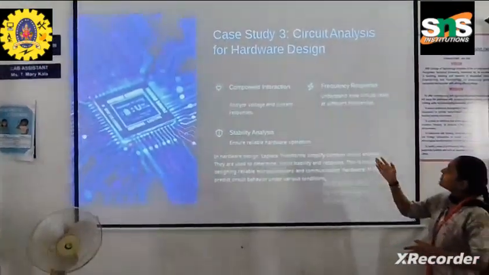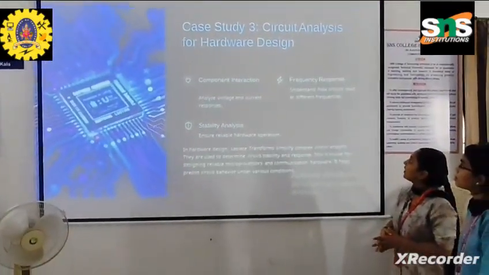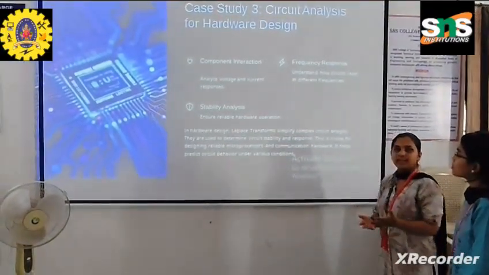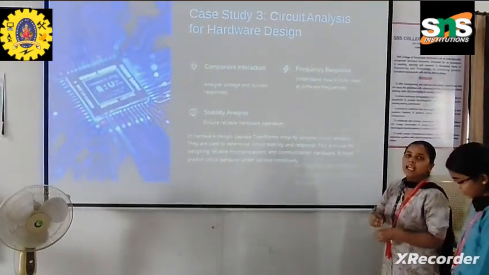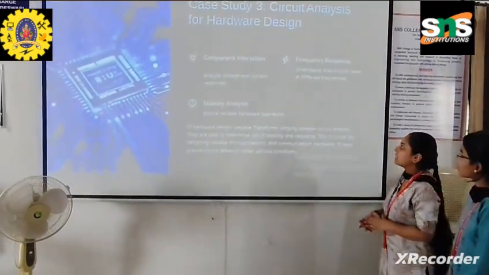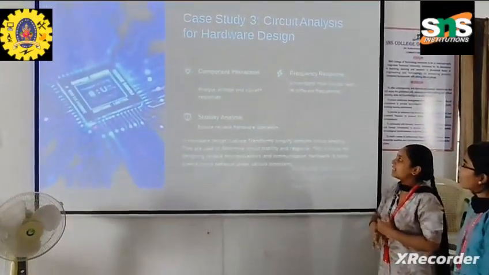In case study 3, we are going to see circuit analysis for hardware design. There are some hardware designs, and we need circuit analysis. Laplace transforms help to analyze this. First is component interaction.